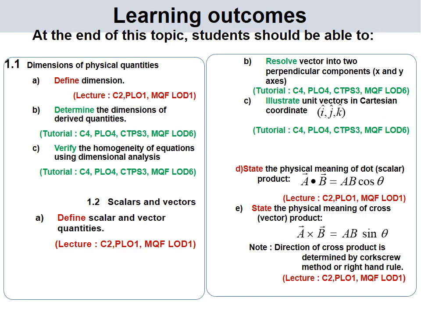Learning outcomes. At the end of this topic, students should be able to define dimensions, determine the dimension of derived quantity, verify the homogeneity of equation using dimensional analysis, define scalar and vector quantity, resolve vector into two perpendicular components, illustrate unit vector in Cartesian coordinate, state the physical meaning of dot products, state the physical meaning of cross products.